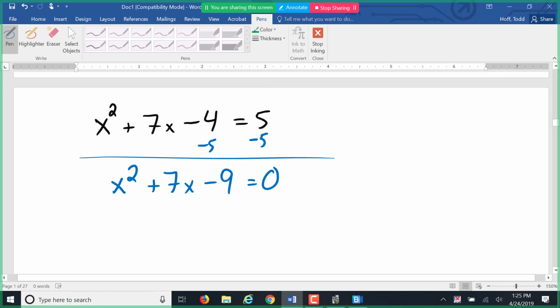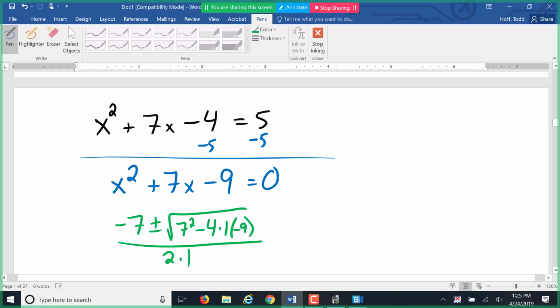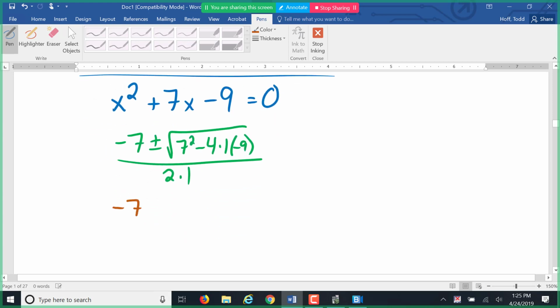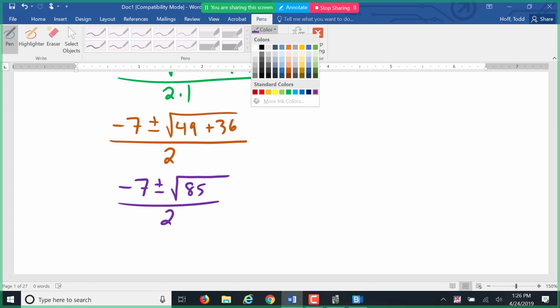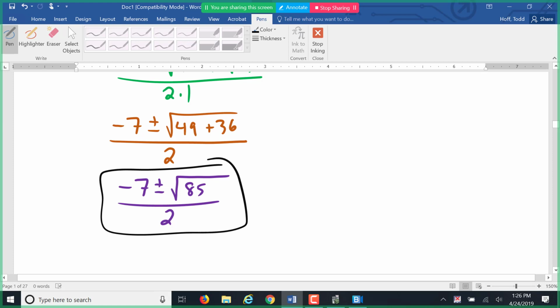So b is 7, so this will be negative 7, plus or minus the square root of 7 squared minus 4 times 1 times negative 9, all over 2 times 1. Inside the square root, 7 squared is 49. Negative 4 times 1 times negative 9 is a positive 36. On bottom, 2 times 1 is 2. Still inside the square root, 49 plus 36 is 85. Unfortunately, the square root of 85 cannot be reduced. So our answer is negative 7 plus or minus the square root of 85 over 2.